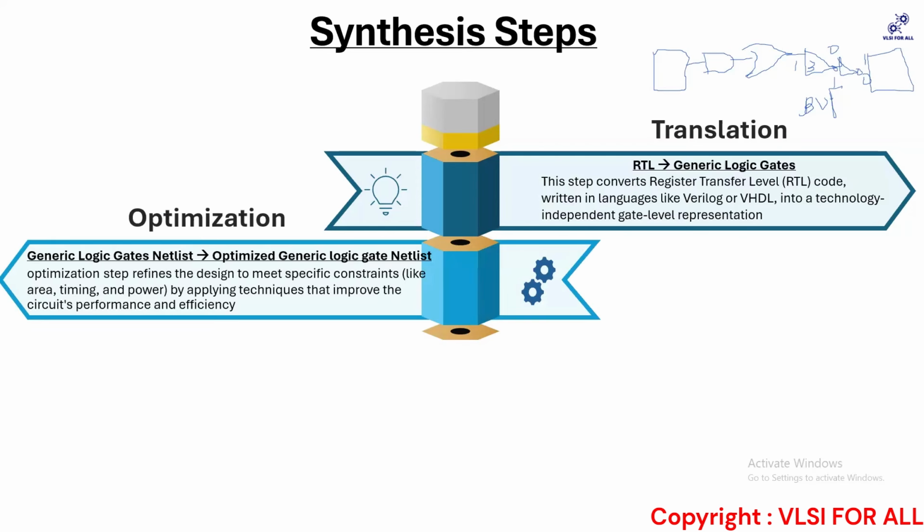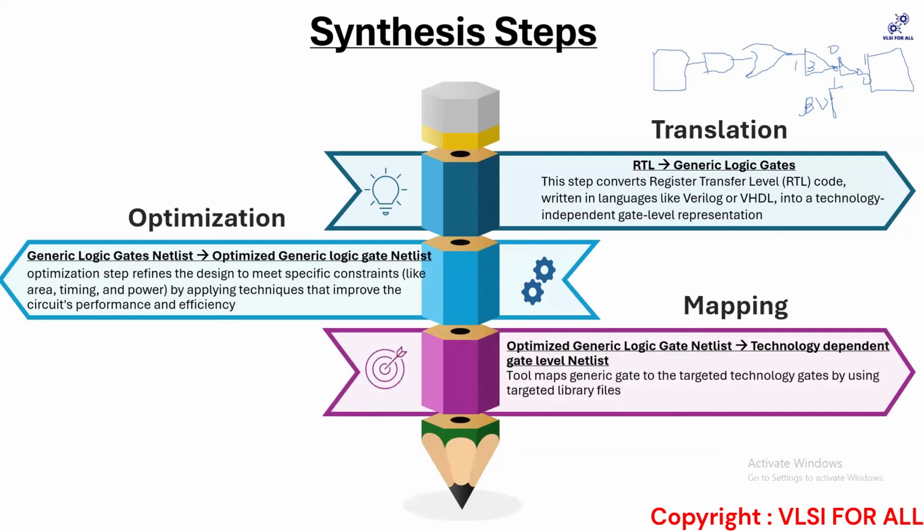Next is how I will optimize it to meet my target. So I will use my SDC constraints and look into the library and try to optimize it so that I meet my PPA targets. And finally, there is mapping, which is technology mapping, right? From that, I will map it to the library I have, whether I can use lower drive strength or high drive strength, what are the things I can use. And then finally, my netlist is ready.